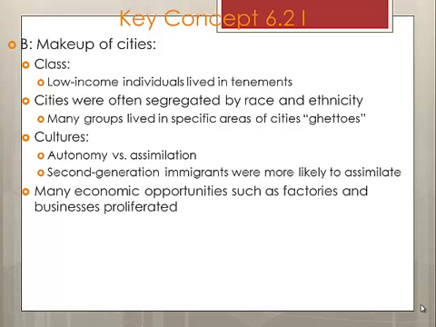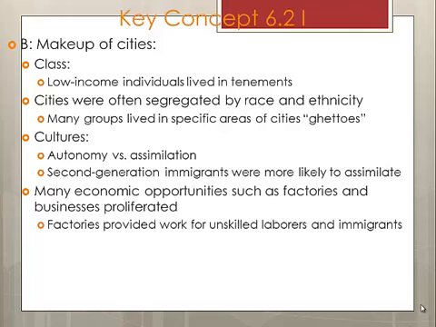Many economic opportunities, such as factories and businesses, proliferated, especially for unskilled laborers and immigrants who could work in factories. They provided work, money, and other opportunities. And we'll see new types of textiles developing, especially new forms of clothing. You'll see slaughterhouses in places like Chicago and Cincinnati develop, which will provide lots of business opportunities.